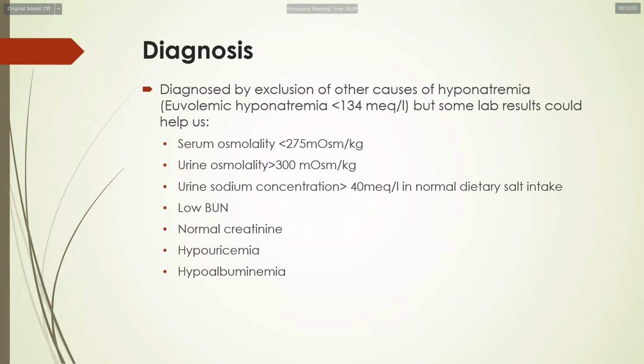بالSIADH ممكن أشوف السيرم أوزمولاليتي أقل من 275 ملي أوزمول بير كي جي، وممكن اليورين أوزمولاليتي أكثر من 300 ملي أوزمول بير كي جي. اليورين صوديوم كونسنتريشن ممكن تكون أكثر من 40 ملي إكوفالنت بير لتر، بس هاي طبعا للإنسان اللي عنده normal dietary salt intake. ممكن أشوف low blood urea nitrogen. الكرياتينين بشكل عام بالSIADH بيكون normal. ممكن أشوف hypouricemia، ممكن أشوف hypoalbuminemia.